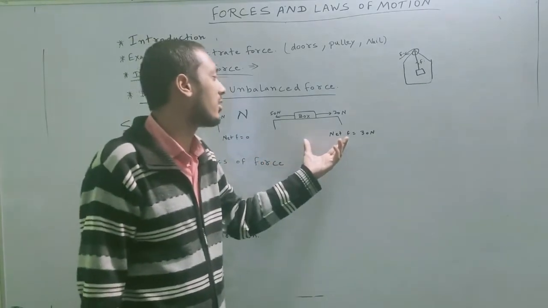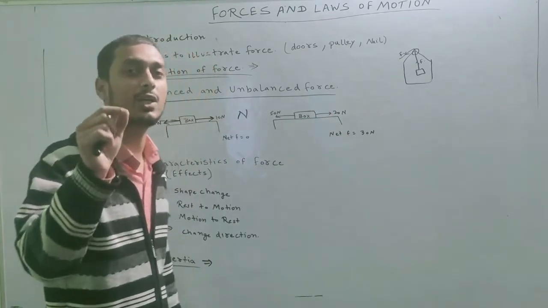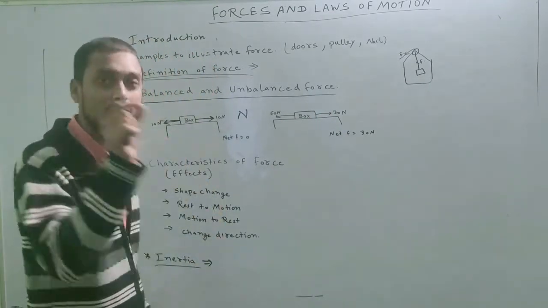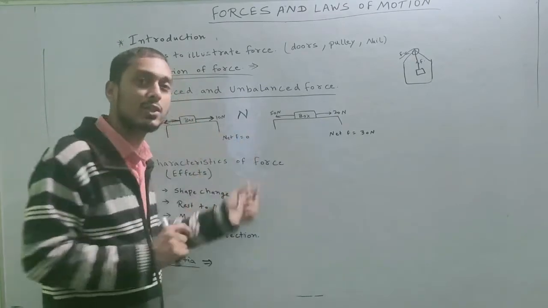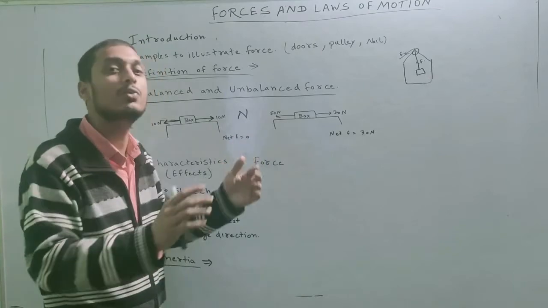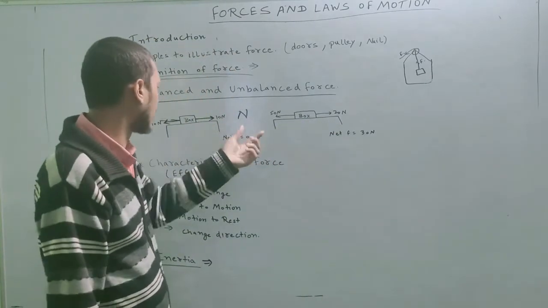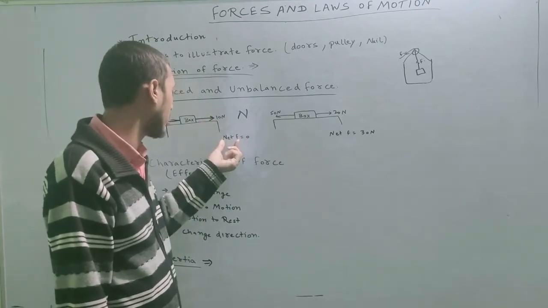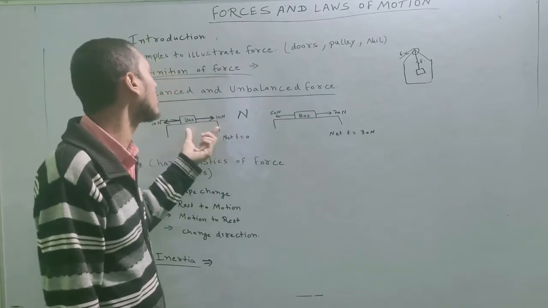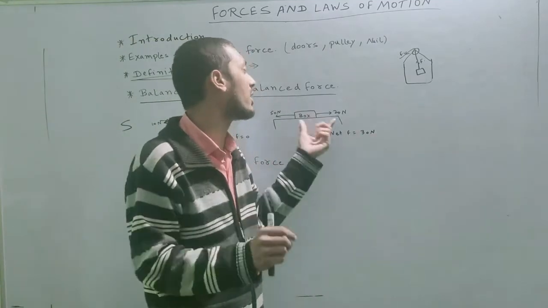Now let us see an example of unbalanced force. One more point I would like to tell you, you have to note it. In balanced force, net force is equal to 0. Okay, we will study in the next chapter or further what is net force. But currently you note only that net force is equal to 0 in balanced force, and net force is not equal to 0 in unbalanced force.